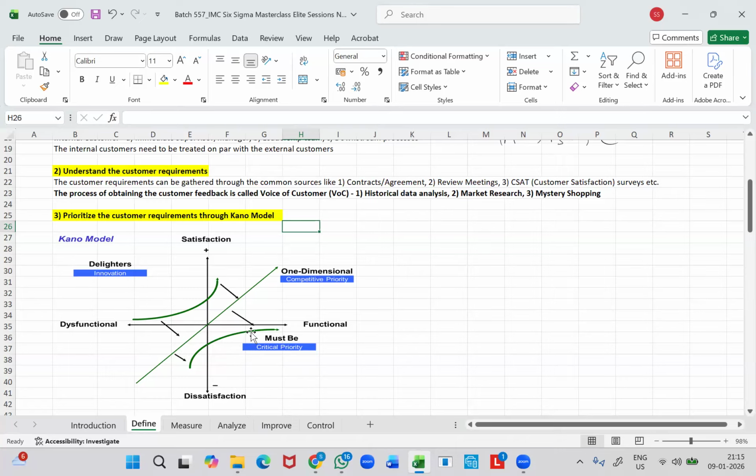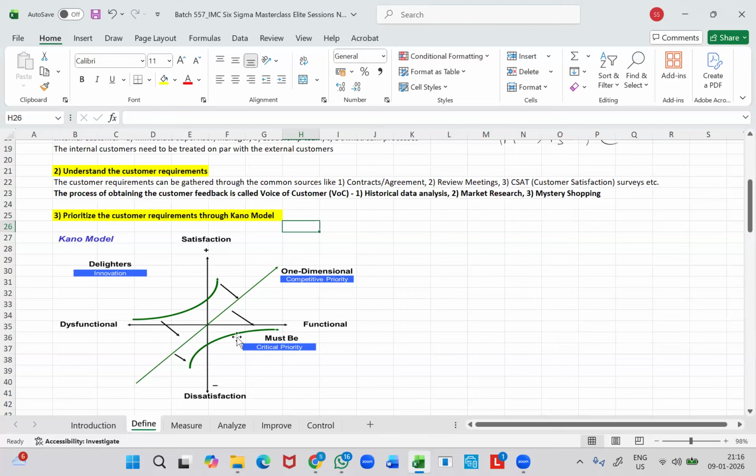Here, if you look at the Kano model, at the right extreme of the x-axis we have what is called functional. So what is this functional? Functional would depict the scenario where the customer needs are fully fulfilled. And at the left extreme, where we will have all the negative values on the x-axis, we have what is called dysfunctional. So what is dysfunctional? This is a scenario where the customer needs are not fulfilled at all, right?